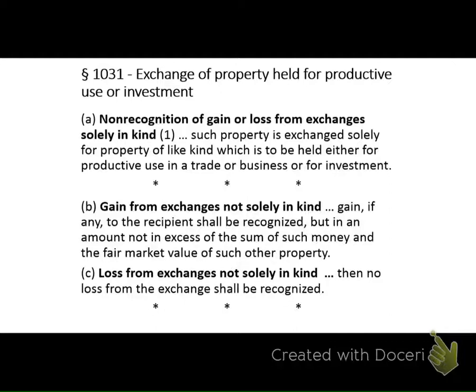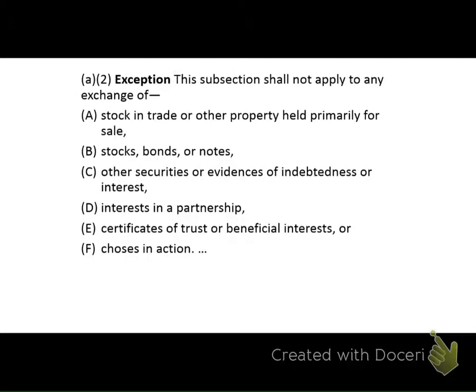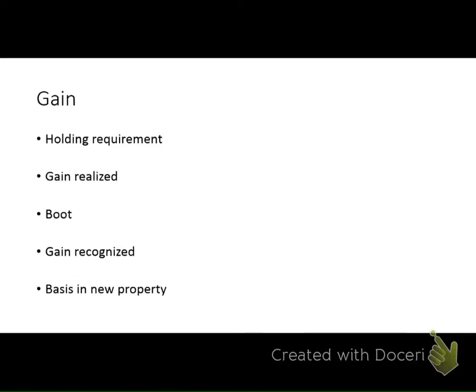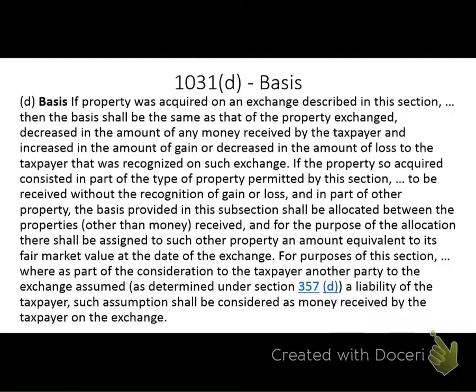So our next provision, 1031(d), is going to give us our basis, right? So the first basis rule I already mentioned: if the property was acquired on an exchange described in this section, then the basis shall be the same as the basis of the property exchanged, decreased in the amount of money of any property received by the taxpayer, and increased in the amount of gain or decreased in the amount of loss to the taxpayer that was recognized on such exchange.